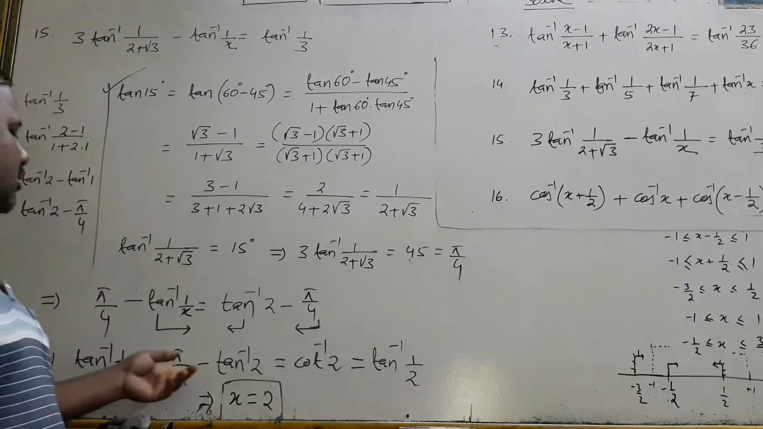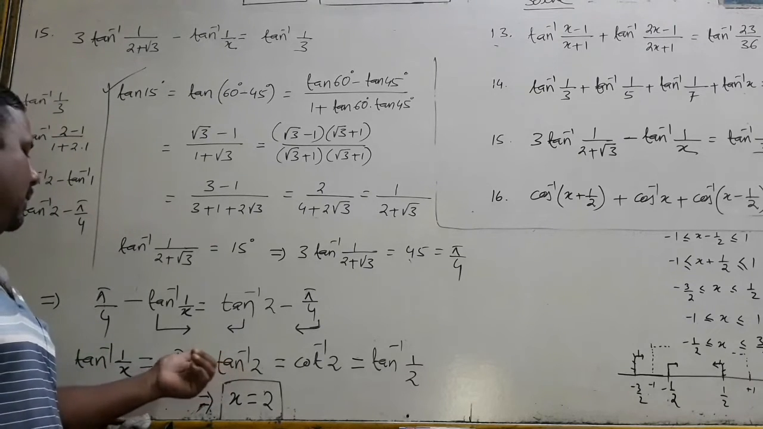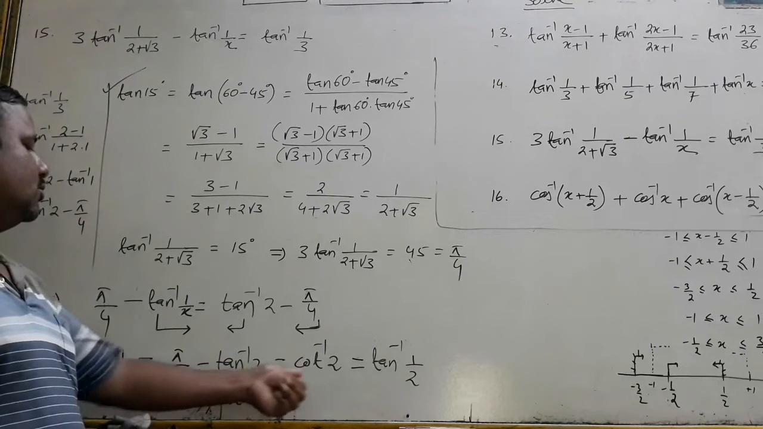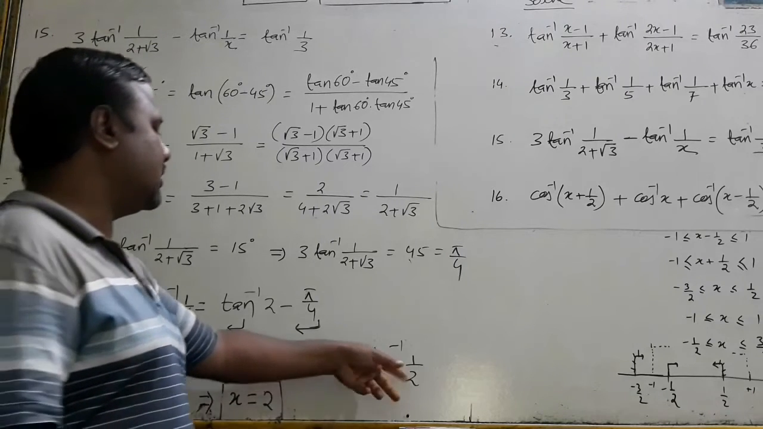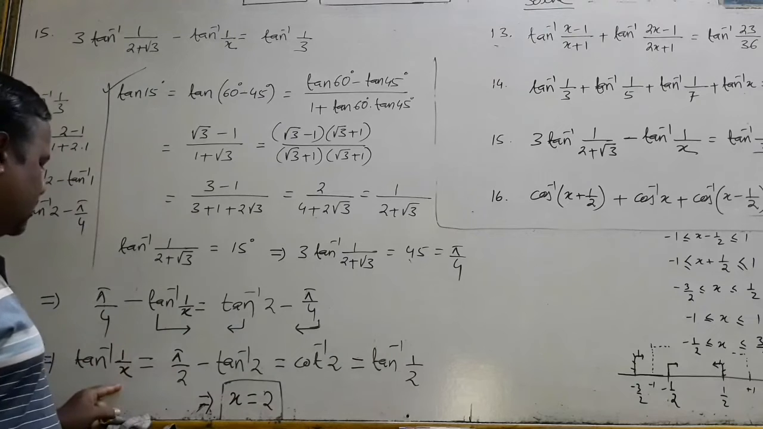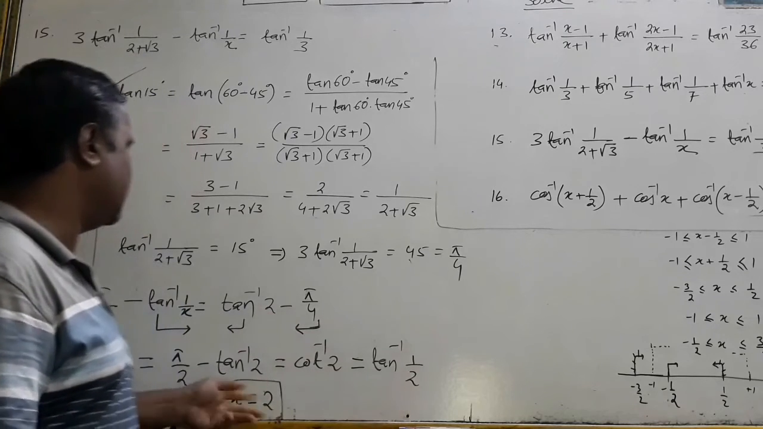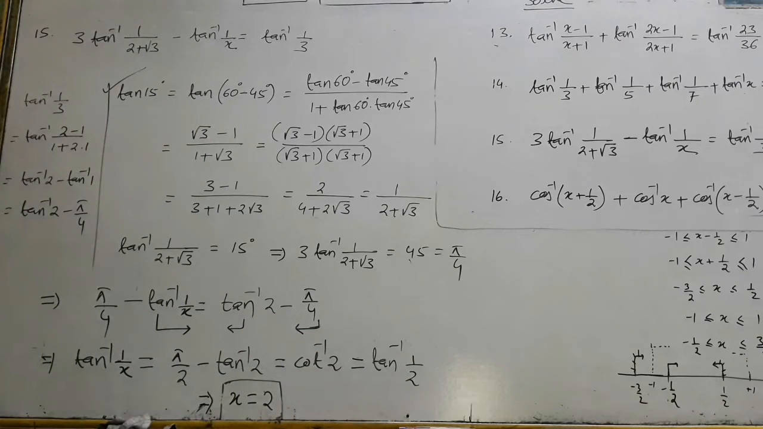As you know, tan inverse x plus cot inverse x is pi by 2. So pi by 2 minus tan inverse 2 is cot inverse 2. Cot inverse 2 is equal to tan inverse 1 by 2. Here tan inverse 1 by x is equal to tan inverse half. So x is equal to half. Very simple problem. You can enjoy by doing this method.